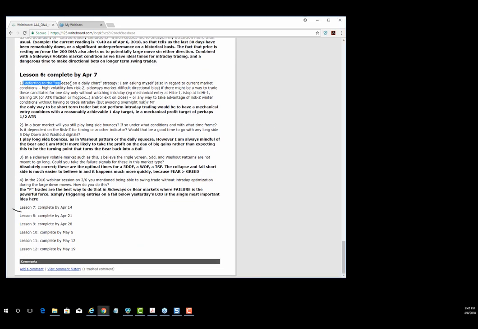Okay, referring to the squeeze on a daily chart strategy, I'm asking myself, especially in this current market condition, which has high volatility and the risk Z is in the red, and it's a sideways market. So this is a very difficult market to have any belief in a particular direction, right? So is there a way to trade these candidates for one day only without watching the intraday? For example, a mechanical entry at the high-low with an initial stop of the range, trailing 1R.